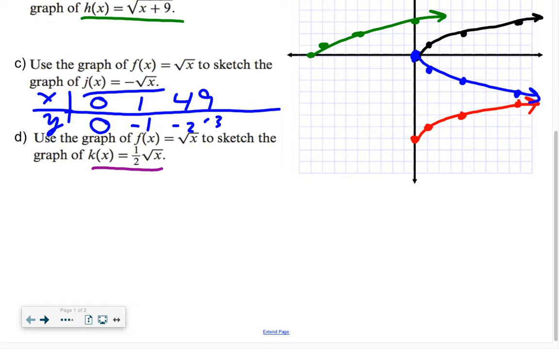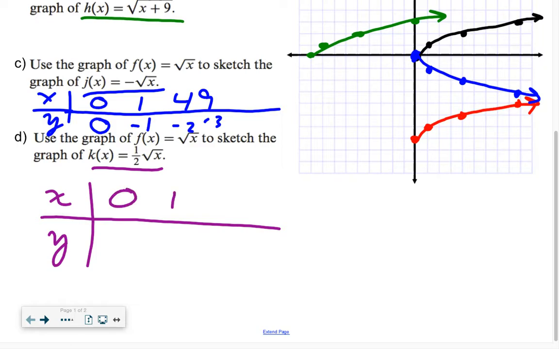It did a vertical compression, right? Okay, it made it fatter, so to speak. If this was a 5, it would make it skinnier, right? So we're going to apply a vertical compression here. But how much? Again, we can do an XY table to see this thing take place.